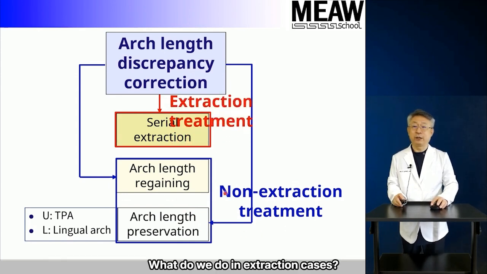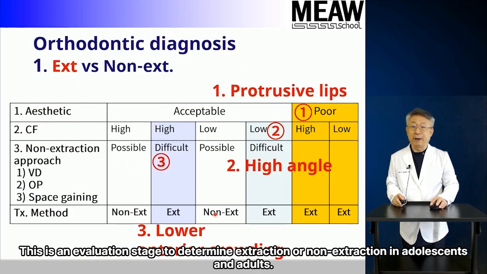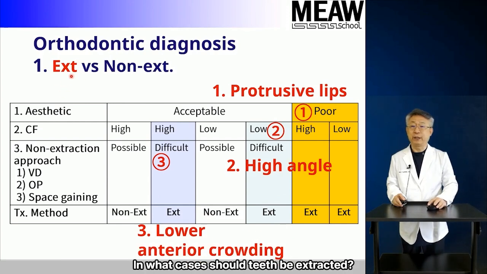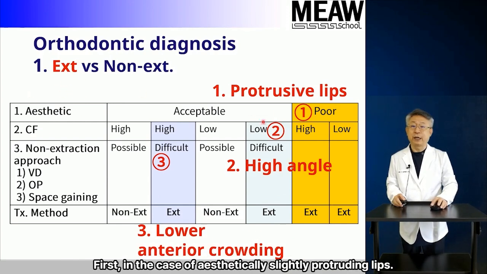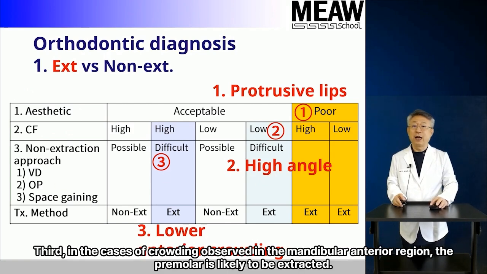What do we do in extraction cases? Serial extraction, which means step-by-step extraction for helping subsequent permanent teeth erupt well, is desirable. This is an evaluation stage to determine extraction or non-extraction in adolescents and adults. In what cases should teeth be extracted? First, in the case of aesthetically slightly protruding lips. Second, in the case of high angle where the combination factor is small. Third, in the cases of crowding observed in the mandibular anterior region, the premolar is likely to be extracted.